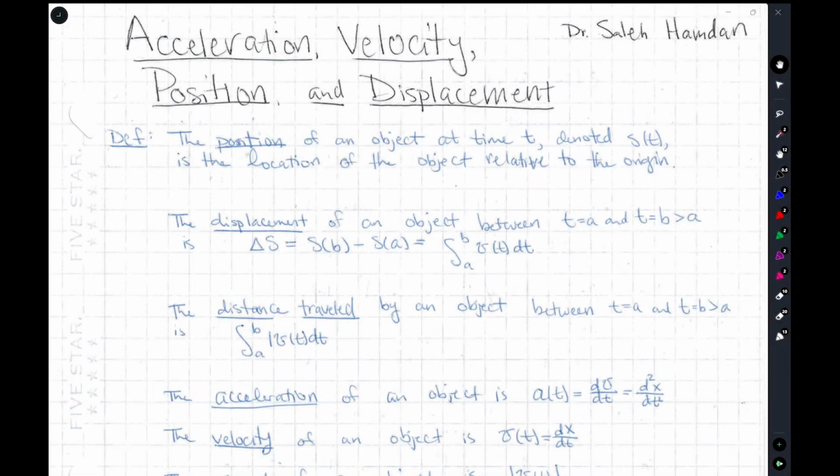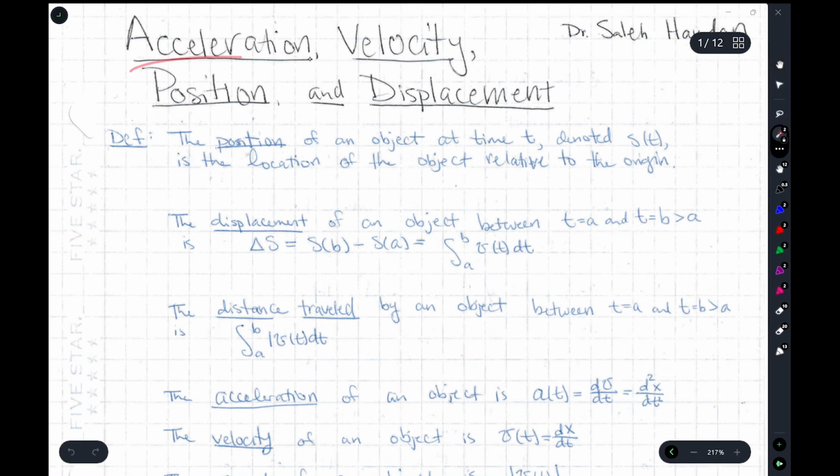So let's look at physical applications to integration. And here we're going to focus on concepts of physics: the acceleration, the velocity, the position, and displacement. The position of an object at time t, we denote with this s of t, is the location of the object relative to the origin. Okay? And here we just focus on one-dimensional problems.